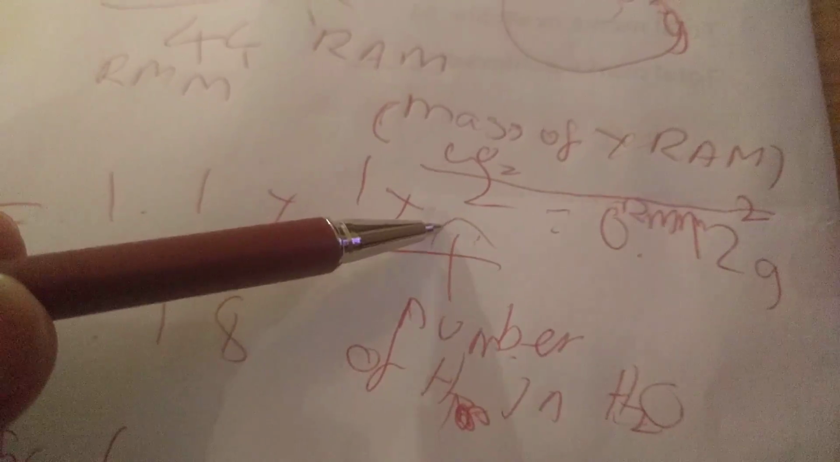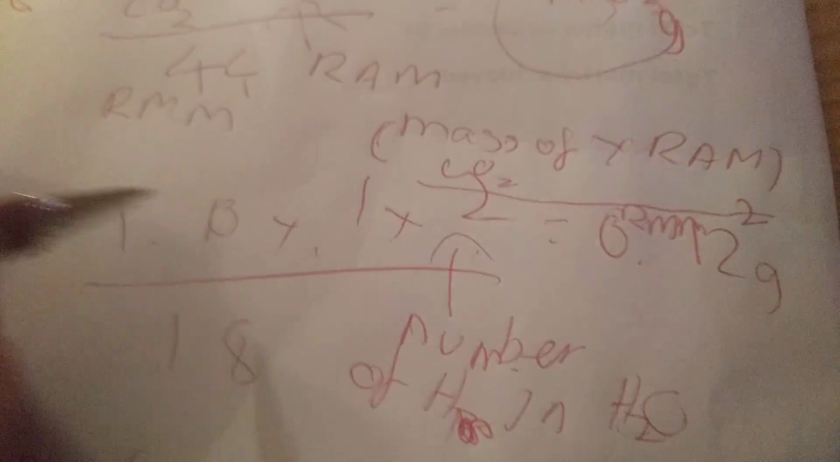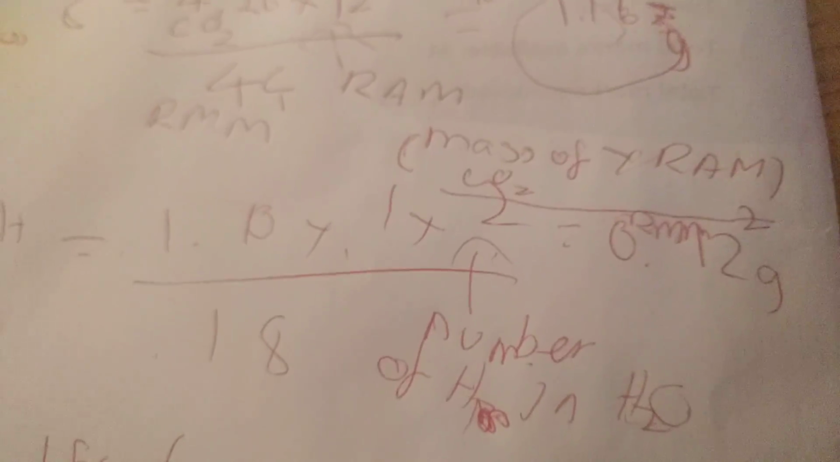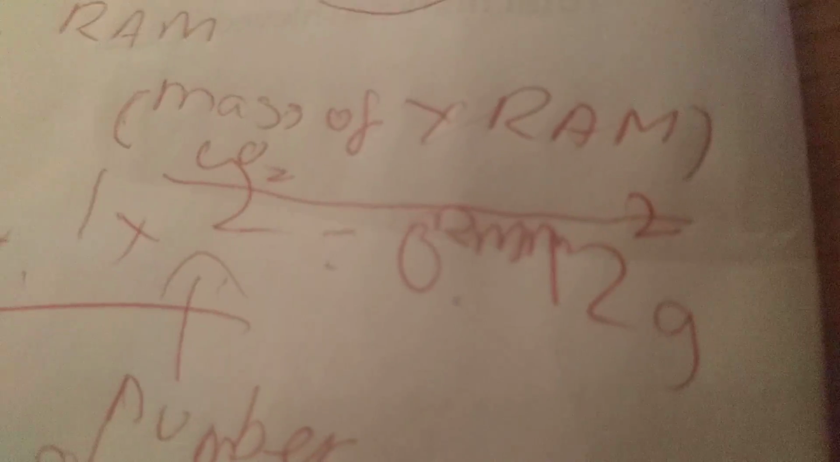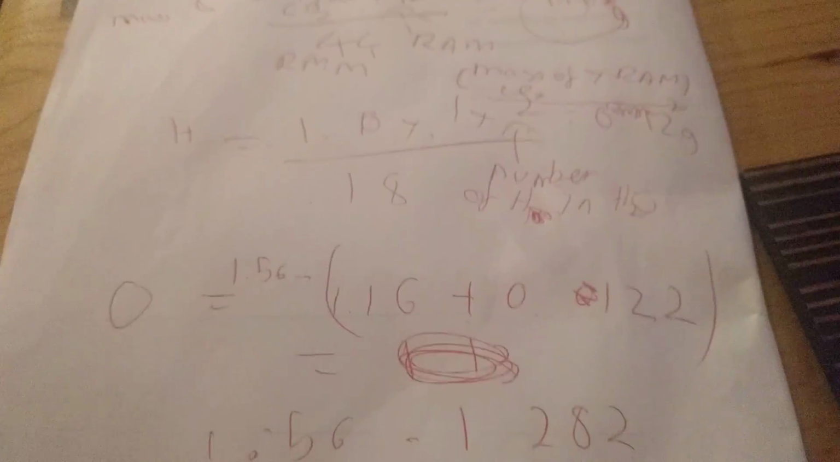Hydrogen I'm going to do exactly the same. The only difference this time is I need to take account of the number of hydrogens in water, so I need to multiply my numerator answer by 2. So I've got 1.10 times by 1 times by 2 divided by 18, which gives me 0.122. Notice that each of my mass answers are to 3 sig figs, so my final answers I'm giving are to 3 sig figs.